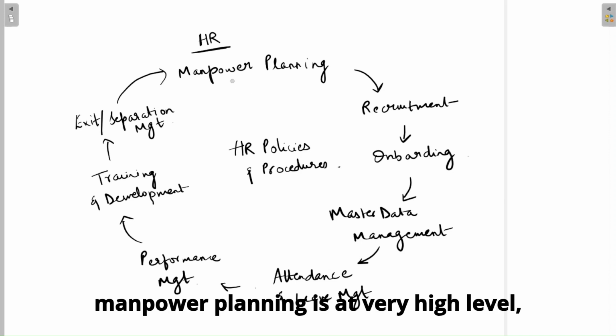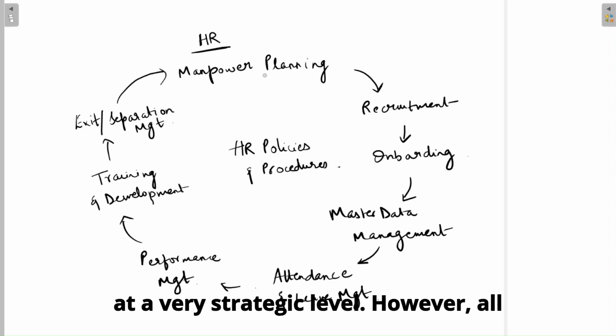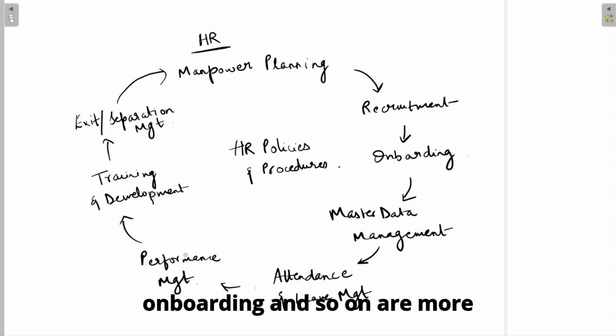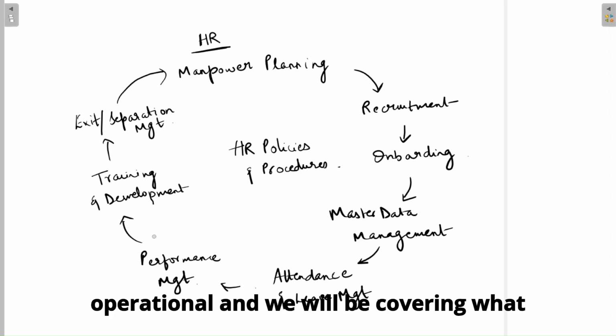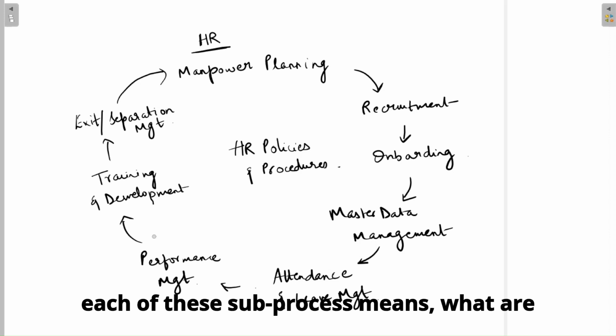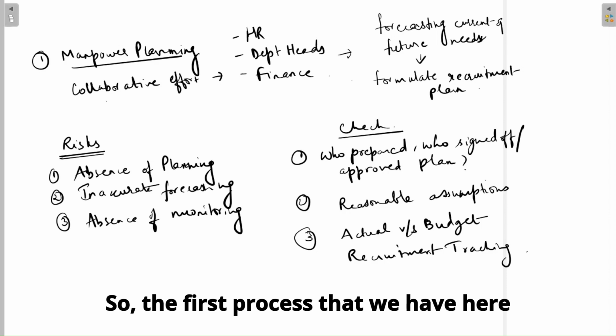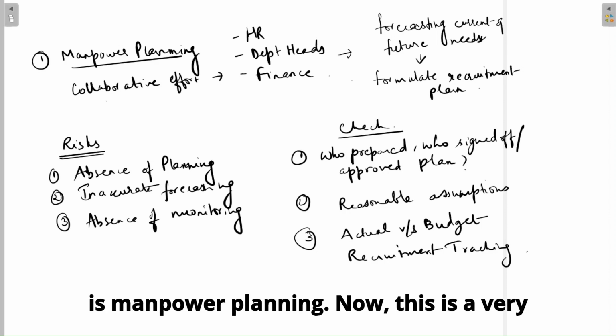So manpower planning is at a very high level, at a very strategic level. However, all the other sub-processes like recruitment, onboarding, and so on are more operational, and we will be covering what each of these sub-processes means, what are the risks, and how we can audit them. So the first sub-process that we have here is manpower planning.